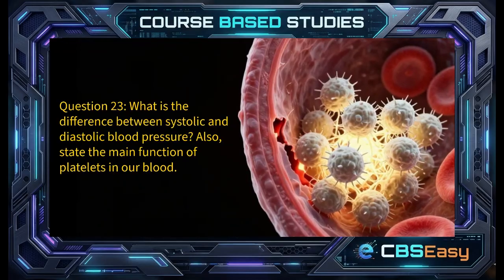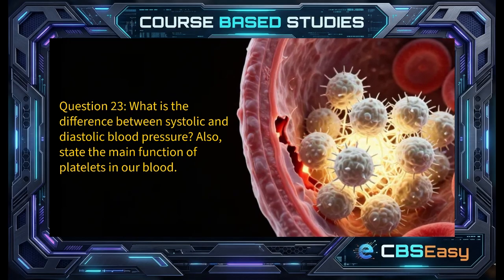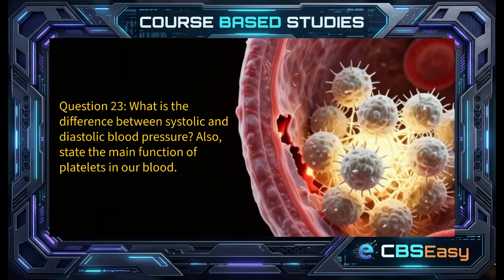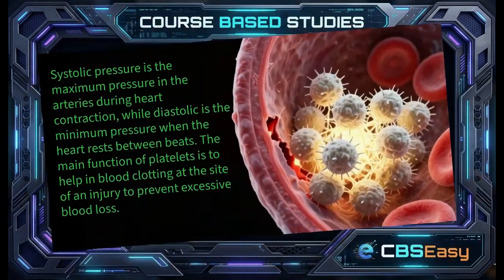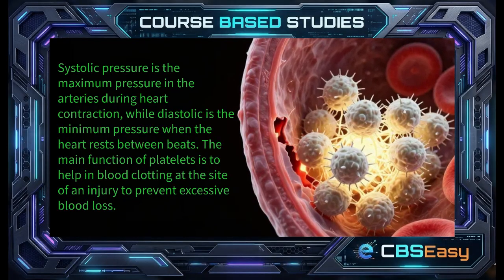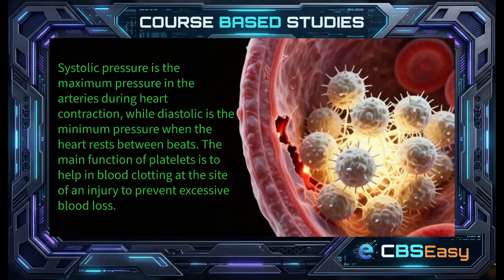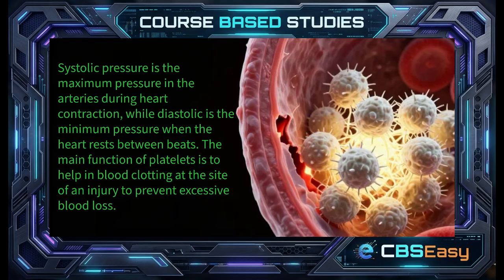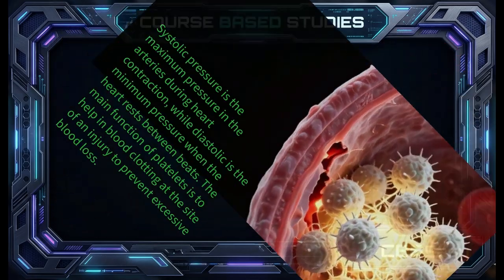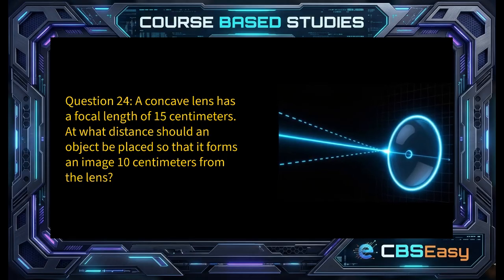Question 23. What is the difference between systolic and diastolic blood pressure? Also, state the main function of platelets in our blood. Answer. Systolic pressure is the maximum pressure in the arteries during heart contraction, while diastolic is the minimum pressure when the heart rests between beats. The main function of platelets is to help in blood clotting at the site of an injury to prevent excessive blood loss.